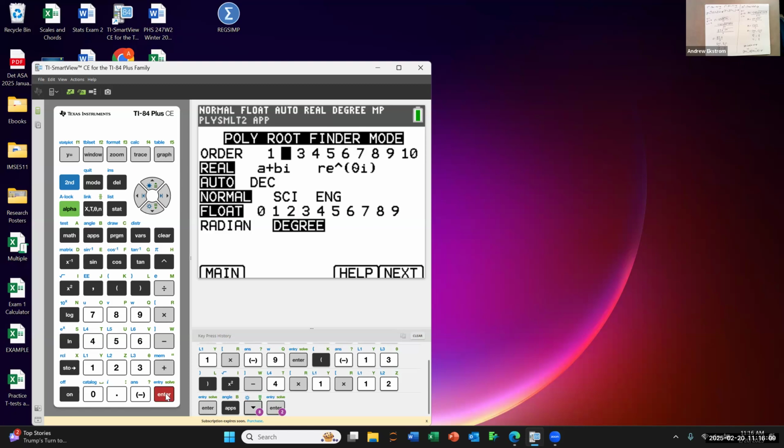Another thing you can do is graph the whole thing, figure out what it's supposed to look like. So a couple different options there. I'm not going to bother you with the polynomial root finder.